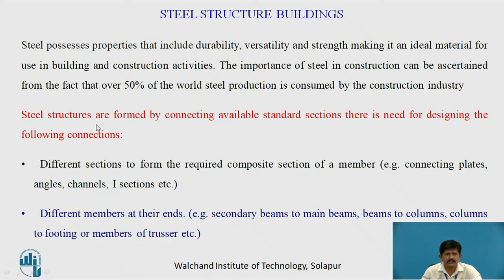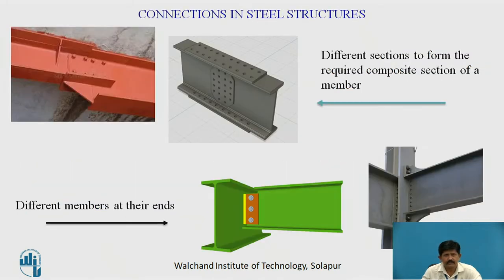So, steel structures are formed by connecting available standard sections. There is a need for designing the following connections. The connections needed are: different sections to form the required composite section of a member, that is, connecting plates, angles, channels or I sections. Then different members at their ends, secondary beams to main beams, beams to columns, columns to footing, or other members of the truss, etc.